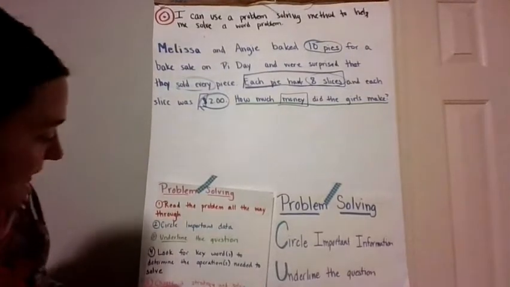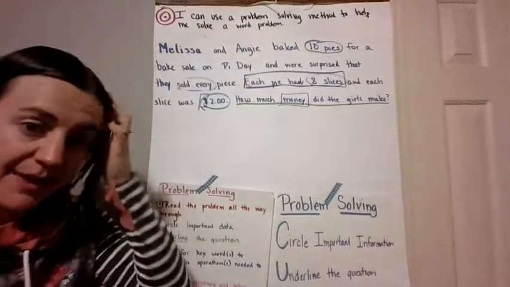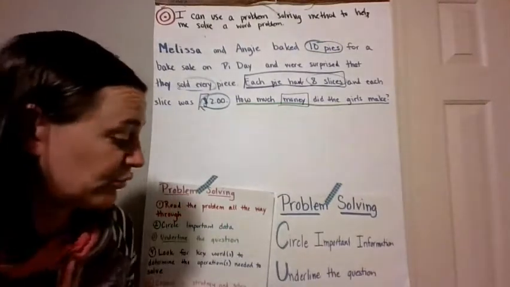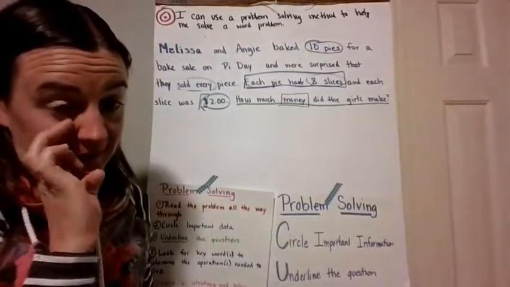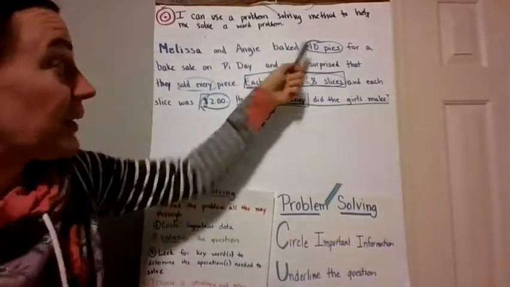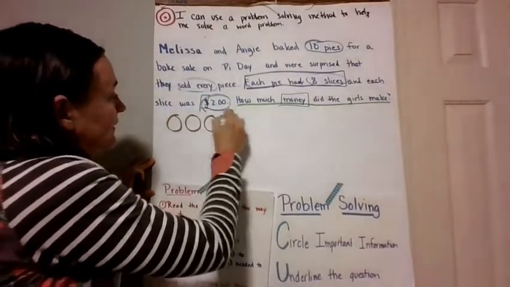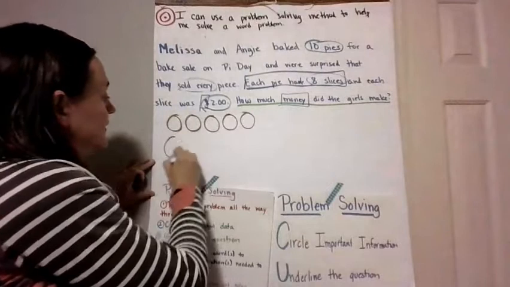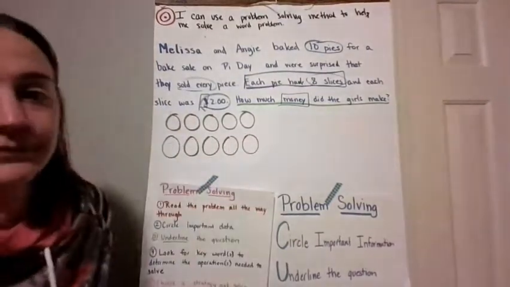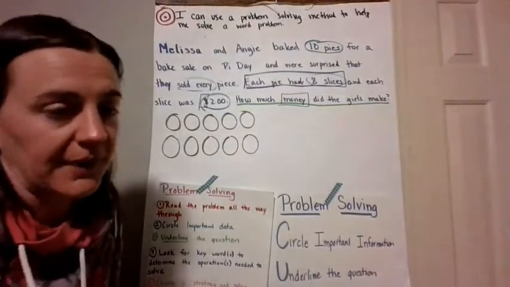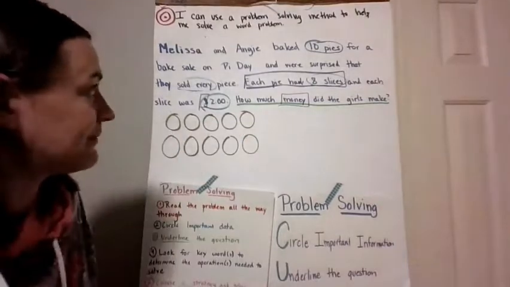So now I have to think of a strategy to use and solve it, and I have to write some equations to match. I personally am just a visual learner, and I need to visually see things in order to solve them. So I'm going to draw out 10 pies. So not an artist, not trying to make it a perfect drawing. I just have my 10 pies.